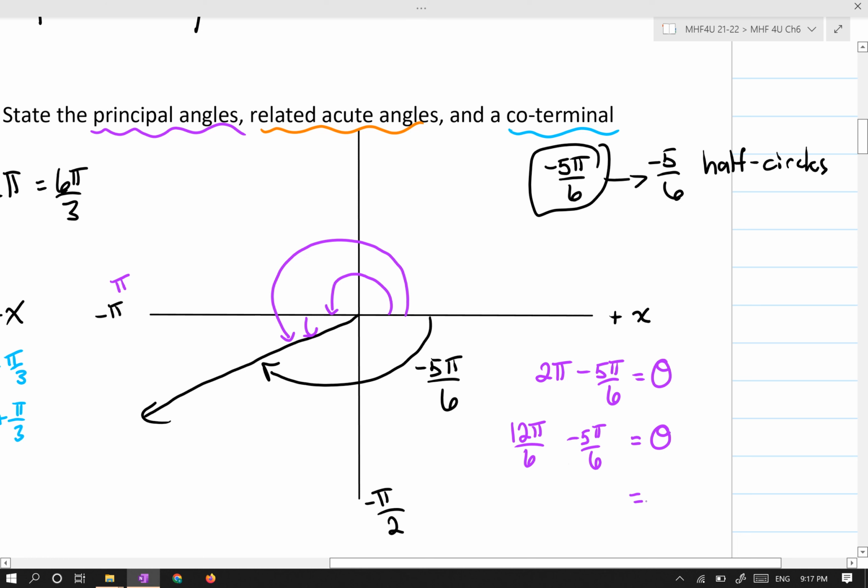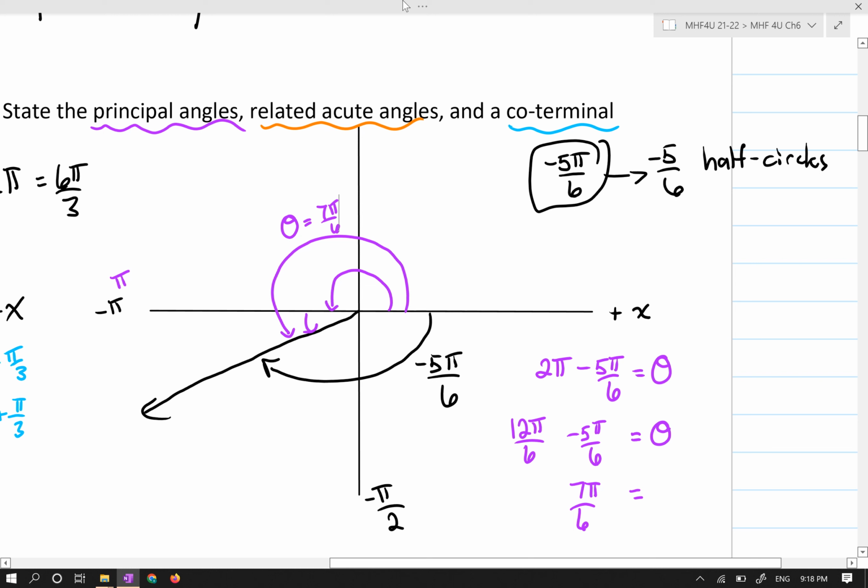Okay, 12 minus 5, I'm working with 7 pi over 6. That is my principal angle right here, 7 pi over 6. Okay, that's great. Now where I'm looking is for my related acute angle. My related acute angle, remember, is measured in between my terminal arm and the closest x-axis.